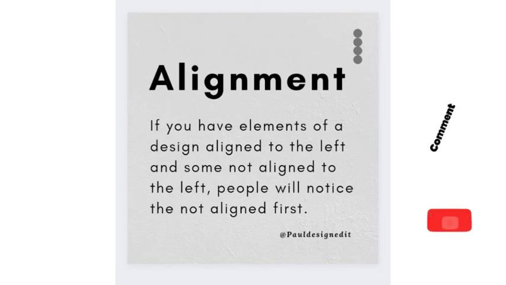Alignments. If you have elements of a design aligned to the left and some not aligned to the left, people will notice they're not aligned first. Let's say you've been writing a particular message on the left side. Now you have a message, probably it is free, probably buy this now, probably anything at all you want to call people's attention to first, push it outside of the normal alignment you've always had. If the text were on the right, you can actually push that one towards the center or the right.